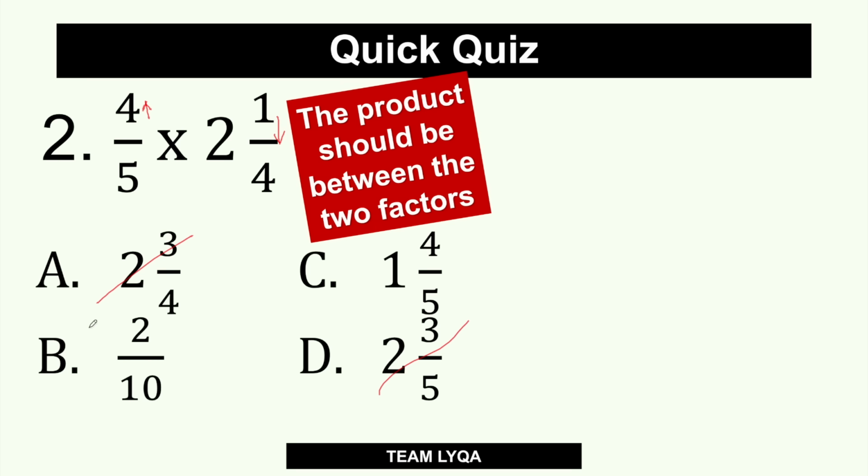Okay? Ang 2 over 10 naman, that is 1 over 5, right? So, mas mababa na siya sa 4 over 5. Hindi siya pwede kasi ang hinanap natin has to be higher than 4 over 5. Tanggal na rin siya. So, my answer becomes 1 and 4 over 5.